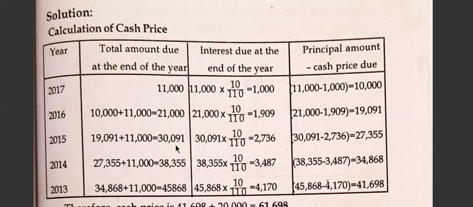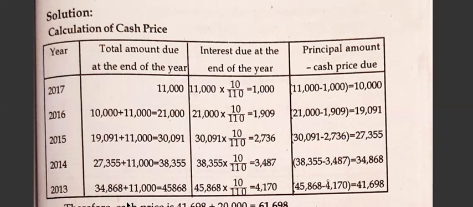Now deduct 30,091 minus 2,736. You will get 27,355. You bring that 27,355 here plus 11,000 installment. Add, you will get 38,355. Now 38,355 into 10 by 110, you will get the interest, that is 3,487. Now deduct 38,355 minus 3,487, you will get 34,868. Now bring that here, 34,868 plus 11,000.